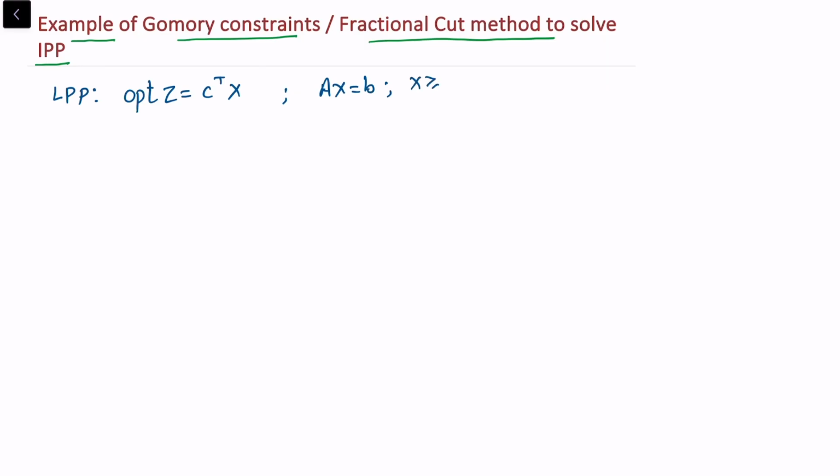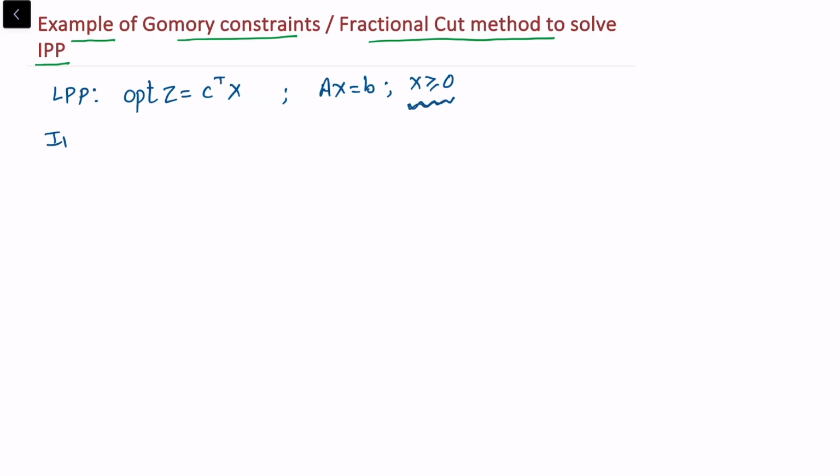In this video, I'll be taking an example for the Gomory constraint or fractional cut method to solve an integer programming problem. So we'll just quickly see what an integer programming problem is. In the linear programming problem, we simply have optimize z equal to c transpose x subject to the constraint Ax equal to b and x greater than or equal to 0. There is no restriction on the decision variables, whether they have to be integral or rational.